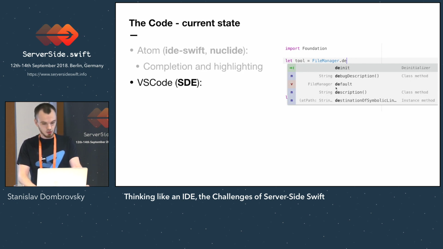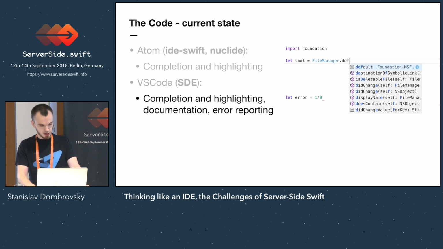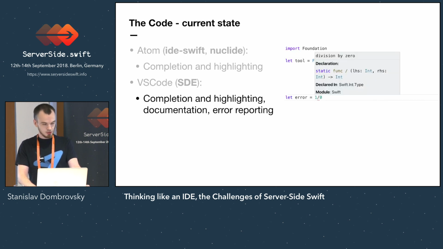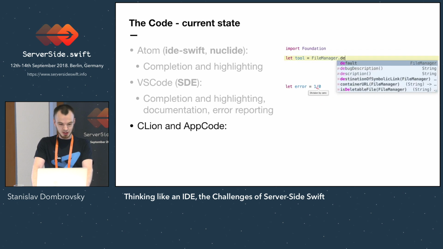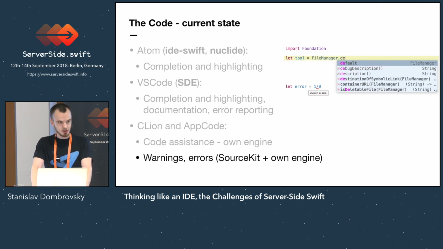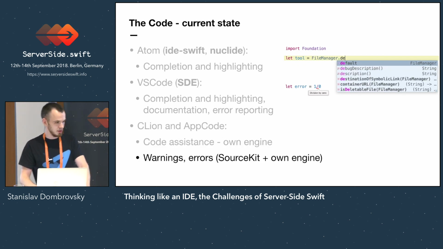In VS Code, we have much more. We have code completion, highlighting, documentation together with error reporting. But again, only code completion and documentation work via the SourceKit. The highlighting is performed using some custom grammar, and error reporting is built using the build output from the Swift package manager. In CLion and AppCode, we don't use the SourceKit for any code assistant actions except displaying warnings and errors and fixes in the same way as in Xcode.